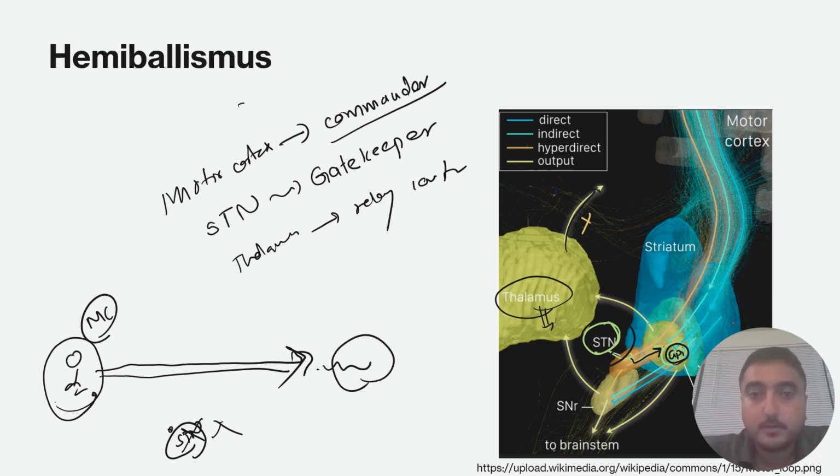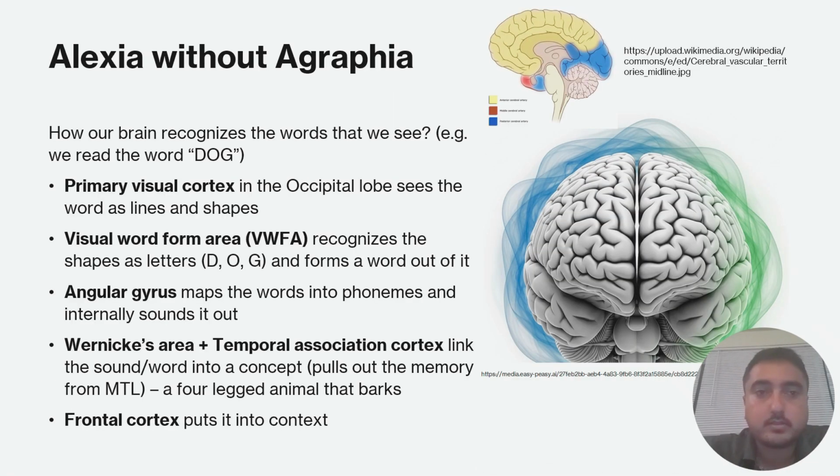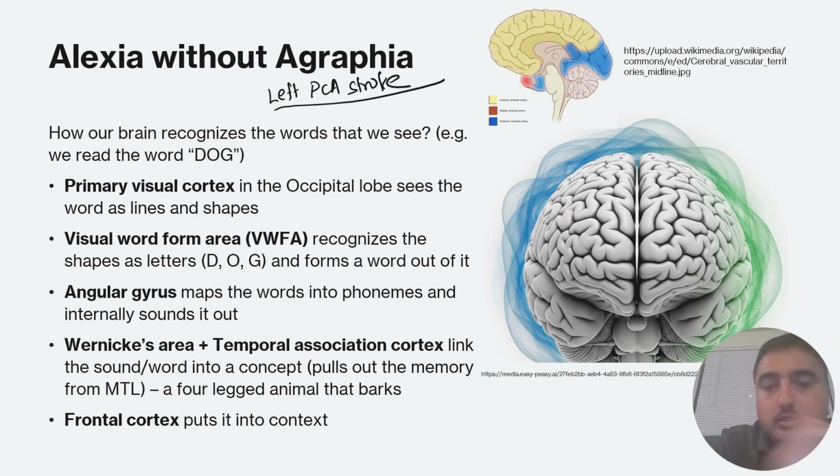All right, now let's look at how alexia without agraphia occurs. This will happen only when we have the left PCA stroke. So why only in the left PCA stroke? So you can see a section of the brain over here. You can see the two cerebral hemispheres. This one is the left and this is the right, because we are looking at the brain from the back.